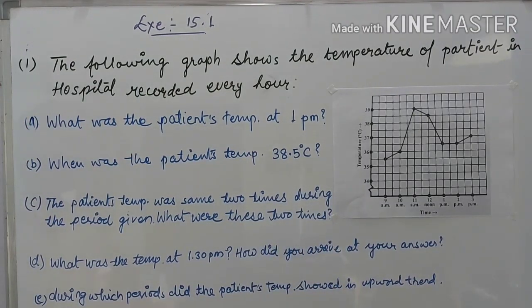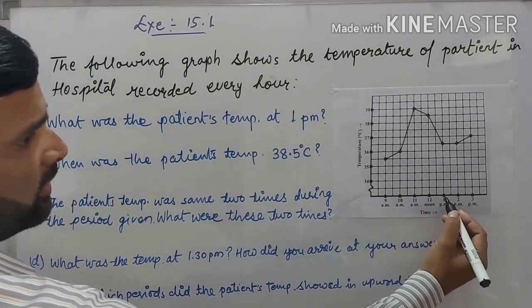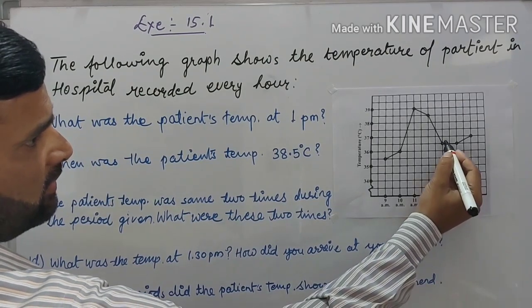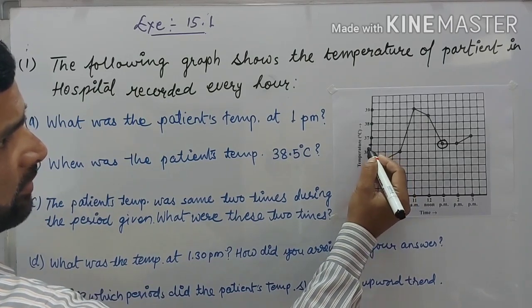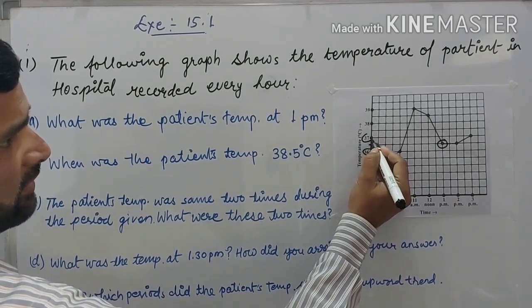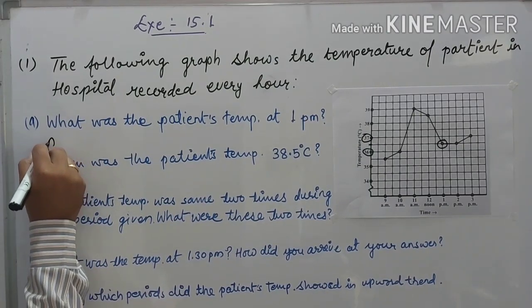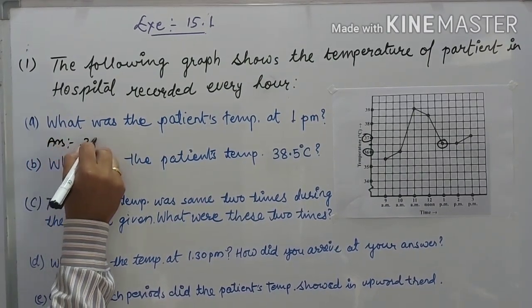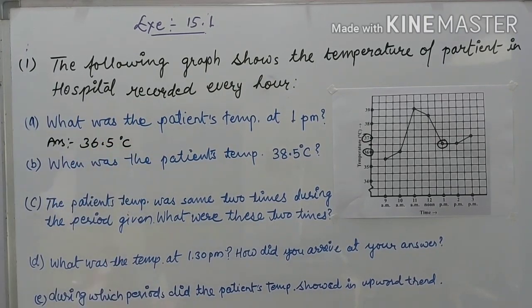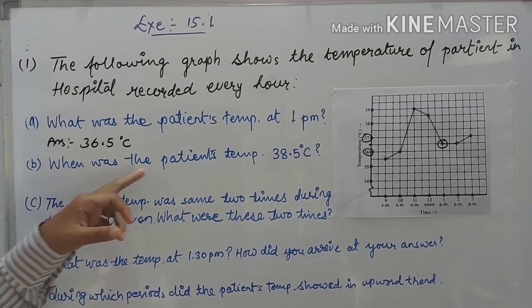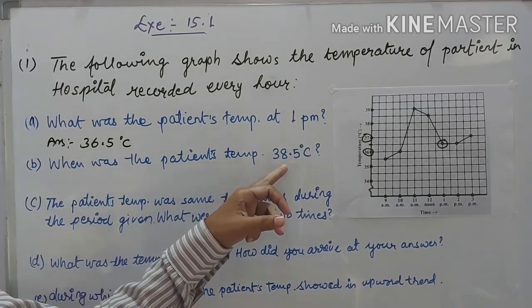Okay, so now start the exercise. The first question is: what was the patient's temperature at 1 p.m.? So you find the 1 p.m. here, and down, this is the 1 p.m. The temperature at this point is between 36 and 37. So the answer is 36.5 degrees centigrade.